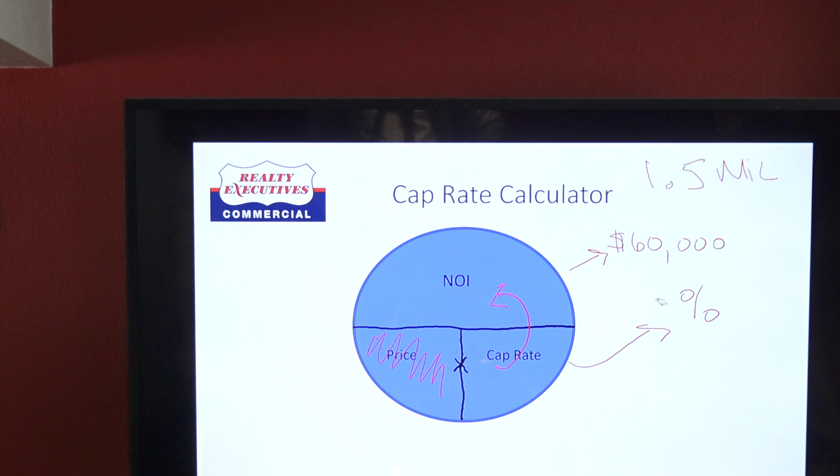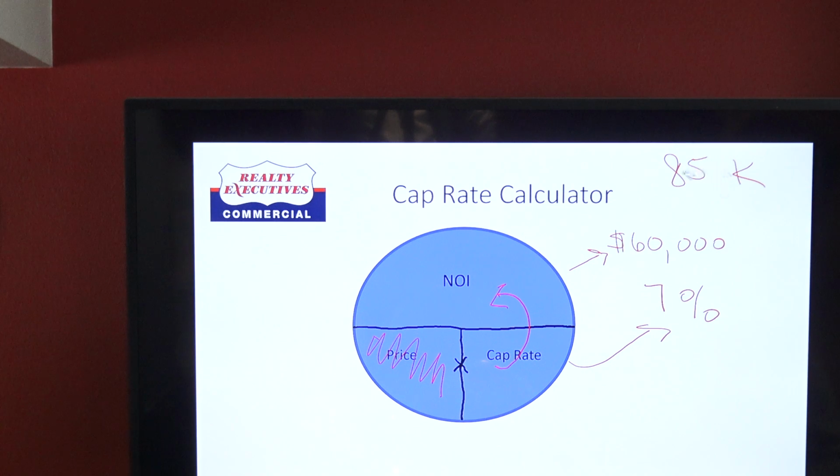Let's go up here. Let's use 7. Now I have a 7 cap rate. I still have the same income. So how much am I paying for the building? $857,000. Very good.